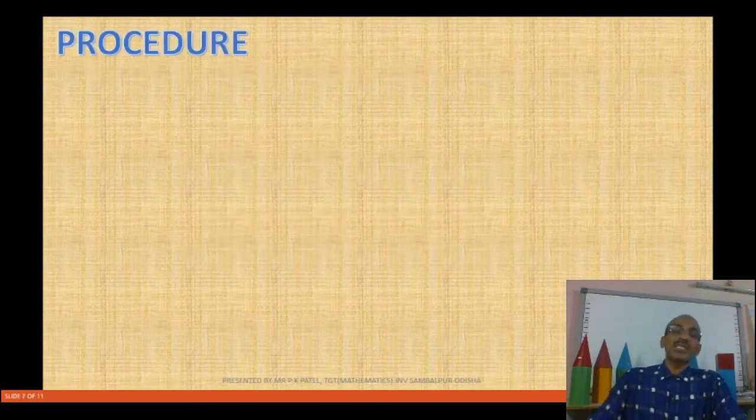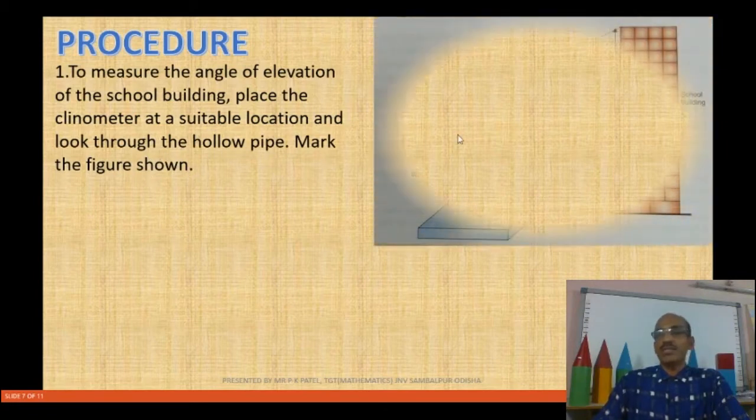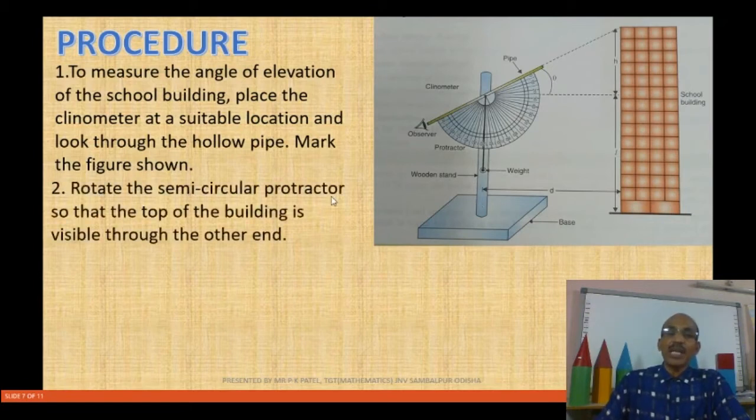Procedure for conducting this experiment: the first step, to measure the angle of elevation of the school building, place the clinometer at a suitable location and look through the hollow pipe. Mark the figure shown aside. ये जो figure है देखो, this is the school building and this one is the instrument, that is the clinometer. We have to place the clinometer at a distance from the school building. Now rotate the semicircular protector so that the top of the building is visible through the other end.